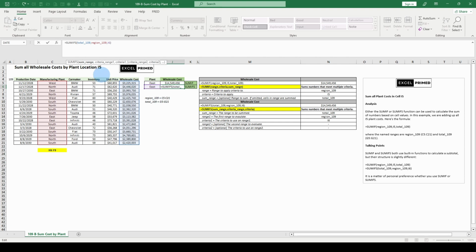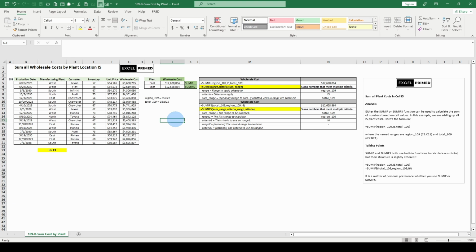When we're looking at just a single criteria, your choice. Flip a coin. If you like using SUMIFS with one criteria, two criteria, endless criteria up to 255, use SUMIFS. I like SUMIFS. I just want to show both.